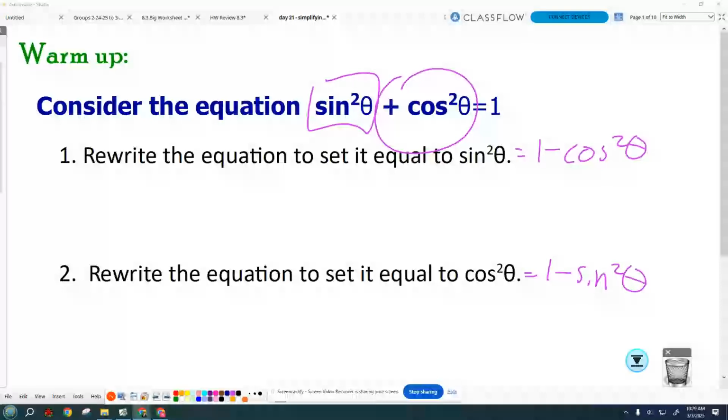You're okay with that, the way we move these things around. Undo add cosine squared by subtracting cosine squared on both sides. On the left, I'm left with sine squared. On the right, I'm left with 1 minus cosine squared. Good? No issue.